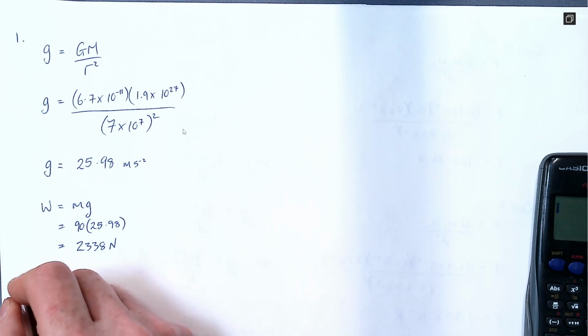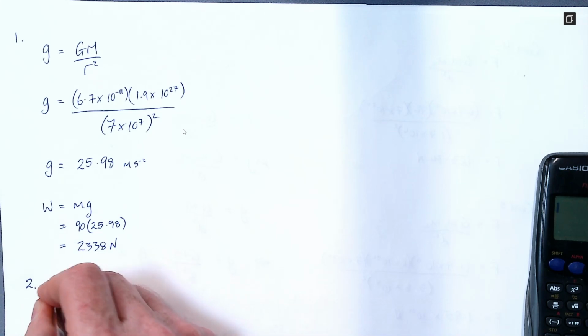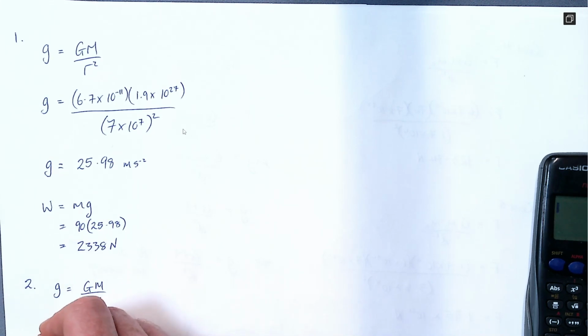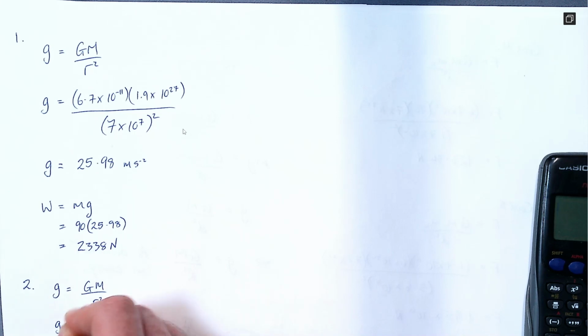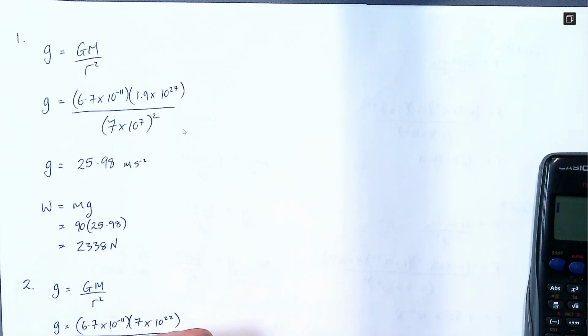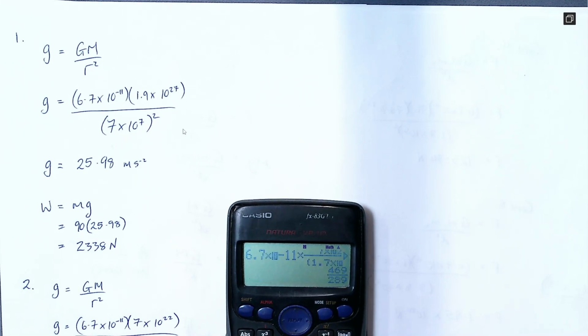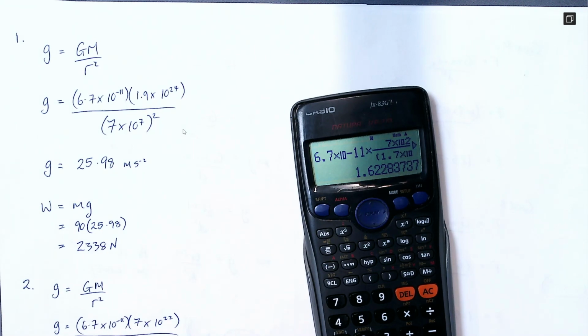Find the value of the acceleration due to gravity on the moon, given the radius of the moon. So g equals G times M over R squared. G is 6.7 by 10 to the power of minus 11. Mass of the moon is 7 by 10 to the power of 22. Radius is 1.7 by 10 to the power of 6, squared. Using the calculator, the answer is 1.62 meters per second squared.